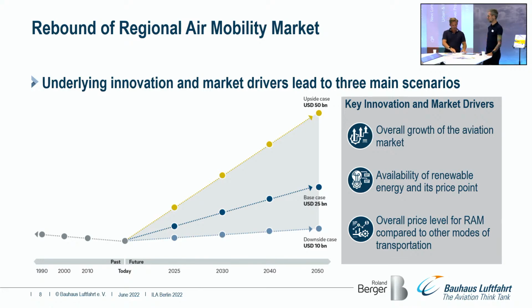And the last one is the most optimistic case, the upside case, which would lead to a market potential of 50 billion US dollar in 2050, which is based on the assumption that we have green energy widely available, so we can use it for all different types of transport modes. The energy prices will remain relatively stable. The aviation market will grow continuously as in the past, and the regional air mobility transport mode will be affordable to the regular traveler. So it's comparable to other transport modes, such as a train or a taxi ride.